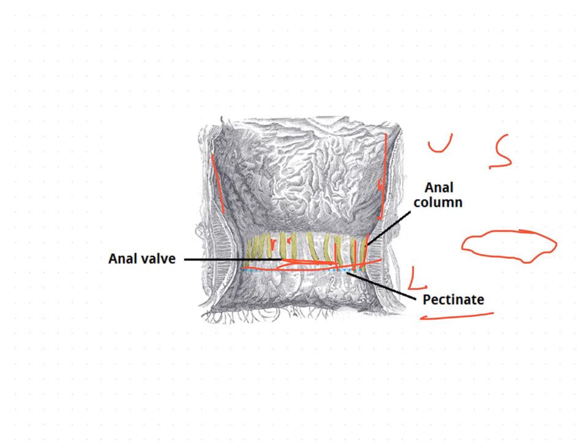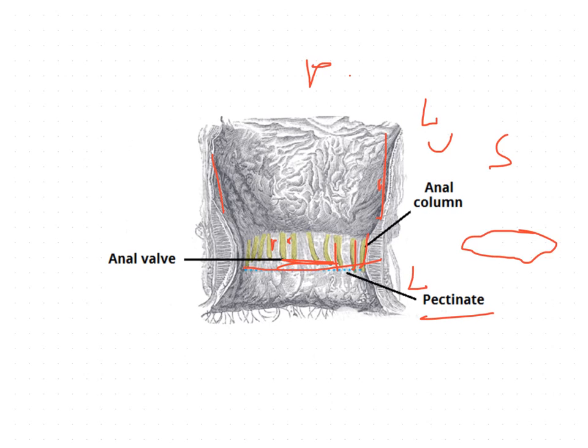Now some of the anatomical relations. In the male, anteriorly it is related to the perineal body, urethra and bulb of penis. Whereas in the female, anteriorly it is related to the urogenital diaphragm and vagina. Posteriorly it is related to the anococcygeal ligament, coccyx and sacrum, and laterally it is related to the ischio-anal fossa. So these are some of the relations.